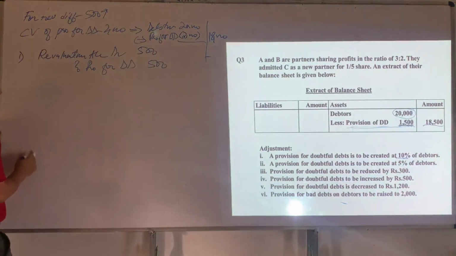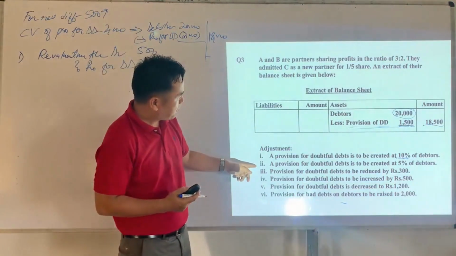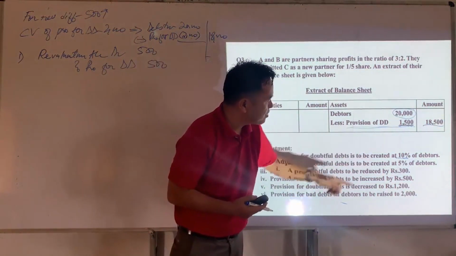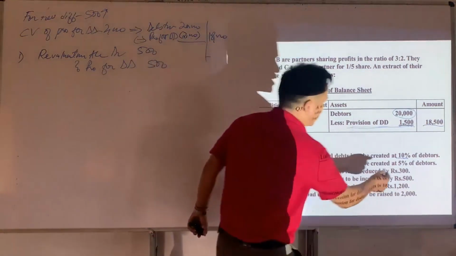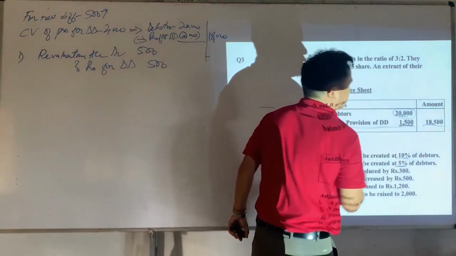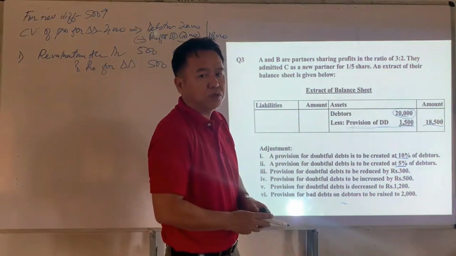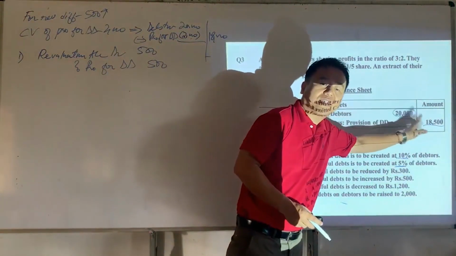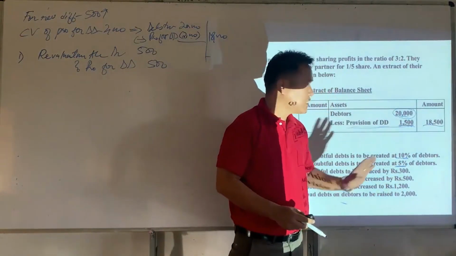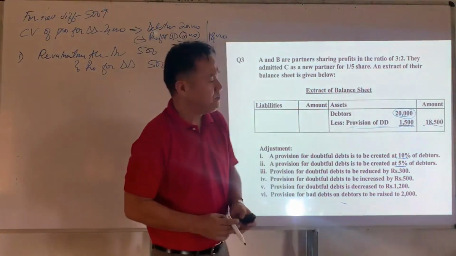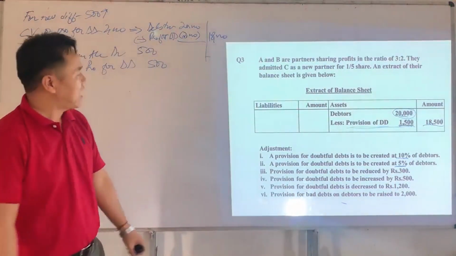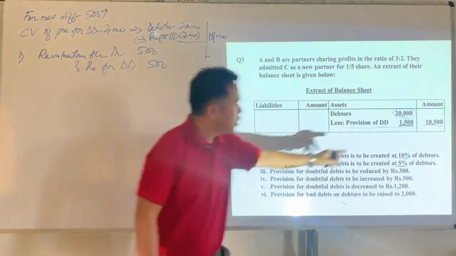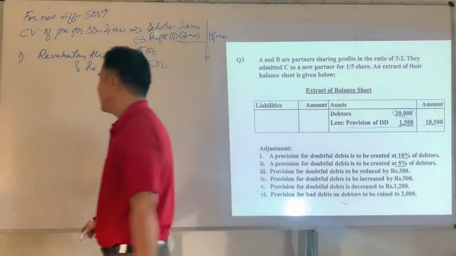Okay? Now, look at second adjustment. A provision for doubtful debt is to be created at 5% on debtor. So again, what is 5% of 20,000? So provision for doubtful debt is calculated on gross amount, not on net amount. So what is 5% of 20,000? Yeah, 5% of 20,000 is 1,000. So 1,000 is new provision for doubtful debt. What is old provision? 1,500.